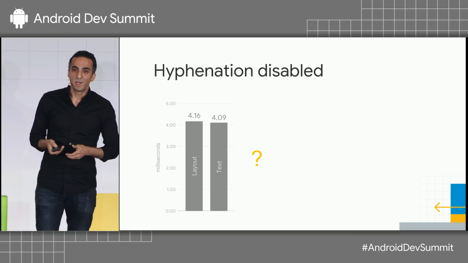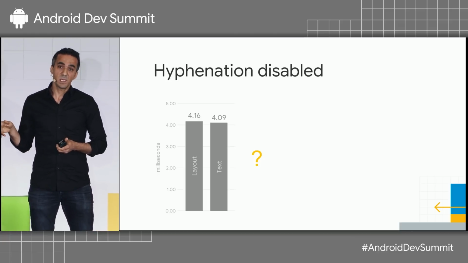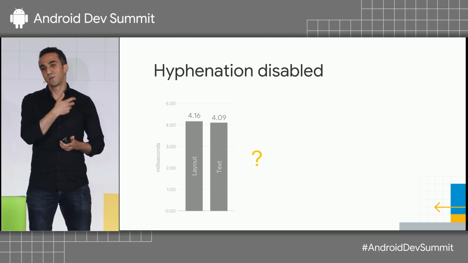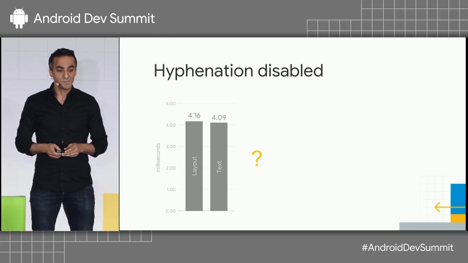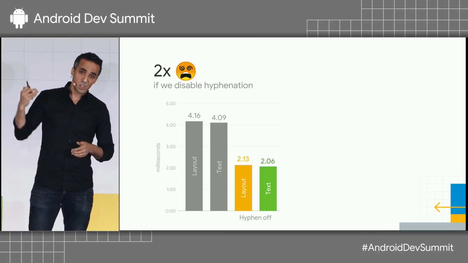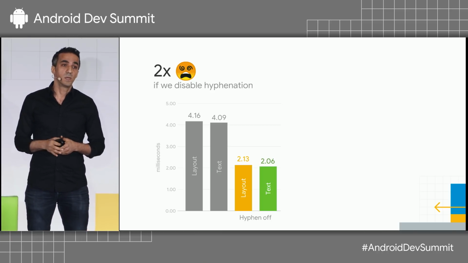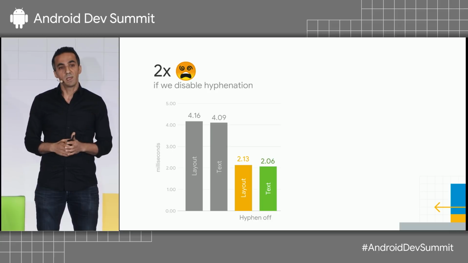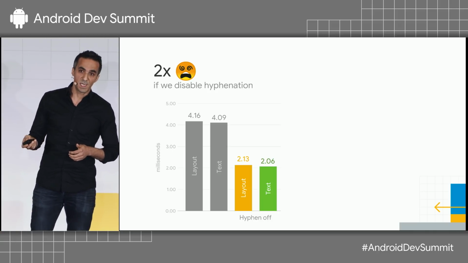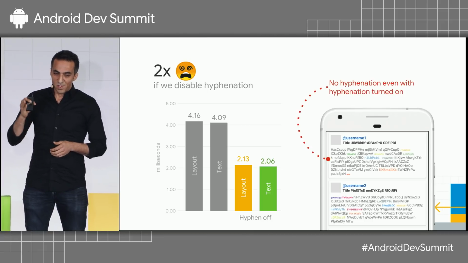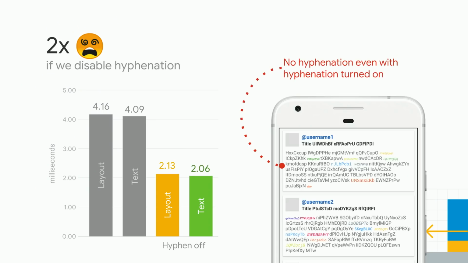The next thing I wondered was, if I were to disable hyphenation, how much improvement would I get from my linear layout, the full layout? And just turning the hyphenation off drops all the times by like 100%. So it improves the measurement performance by 2x. At this point, I want to remind you that hyphenation was turned on, but there was no visible hyphenation. So turning off hyphenation did not have any effect on the UI.